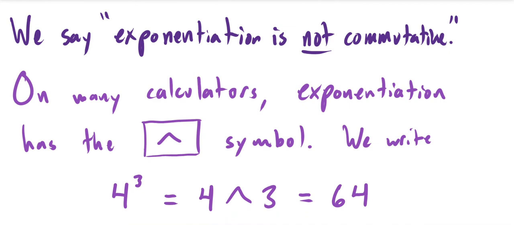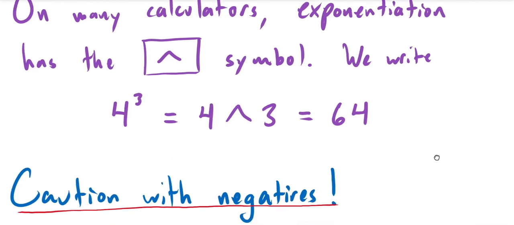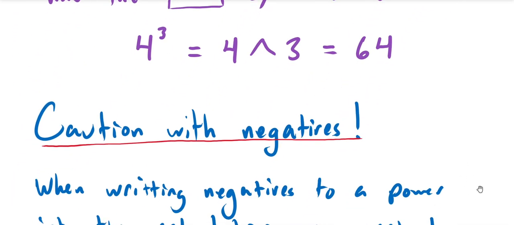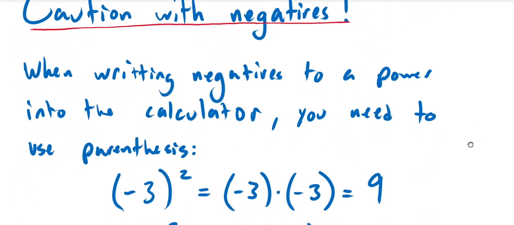So you can plug this into many calculators. There's a symbol for that. Call this a caret. And we would write 4 to the third power as 4 caret 3, or 4 to the third. And 4 times 4 is 16, times another 4 is 64. So it's good to know how to put this in your calculator, but you must be very careful with negatives.